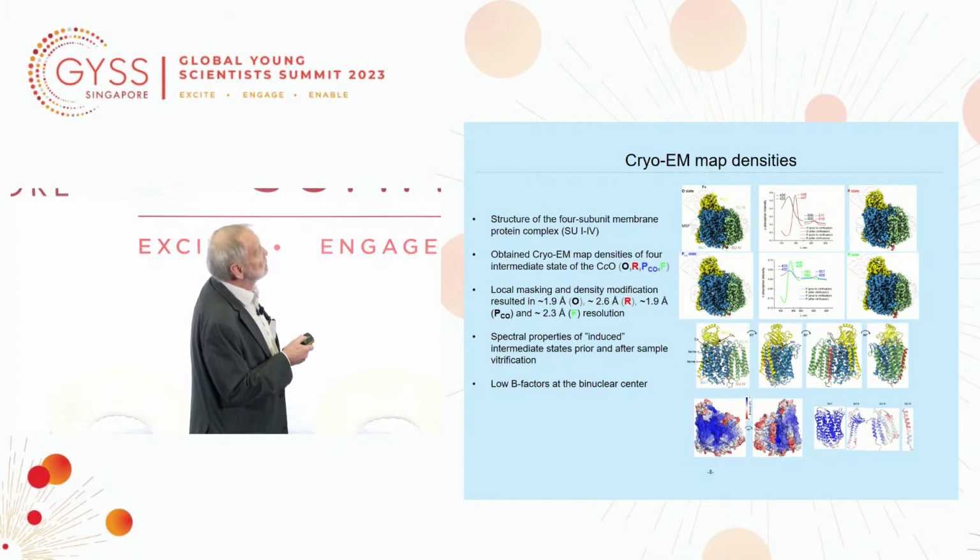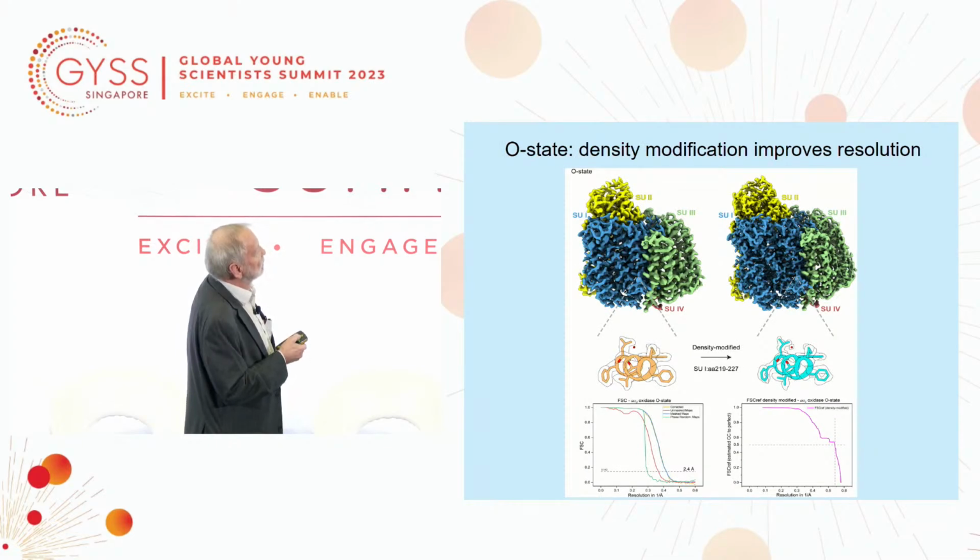So here you see the spectra of these compounds, and we got the structures of all these 4 intermediates. And we could also improve resolution up to 1.9 angstrom. And of course, we checked the structures of the intermediate states, and we found low B factors at the binuclear centers, which means that the structure is pretty accurate around our binuclear center. And we also used a density modification procedure.